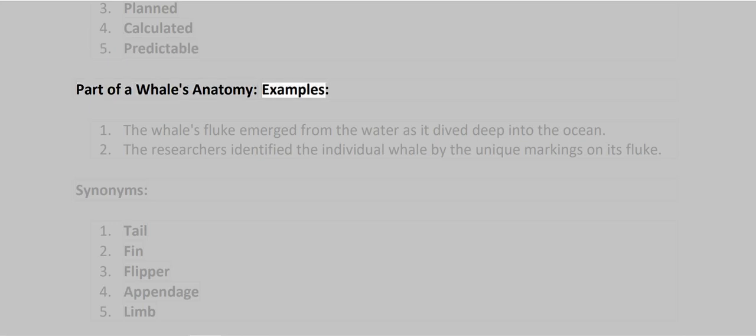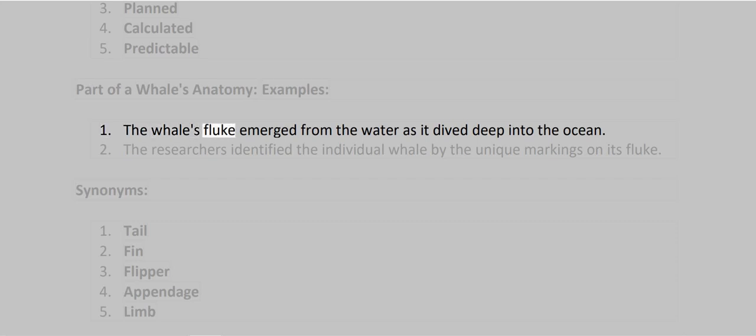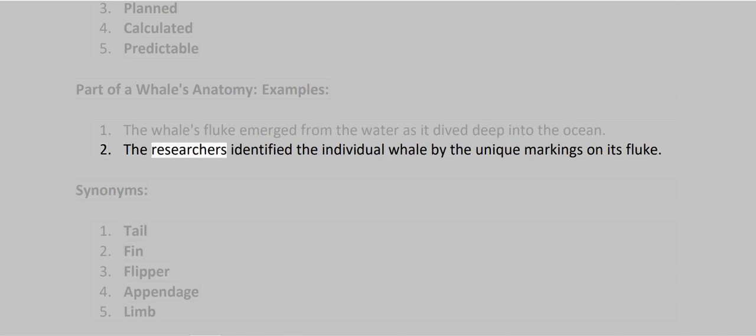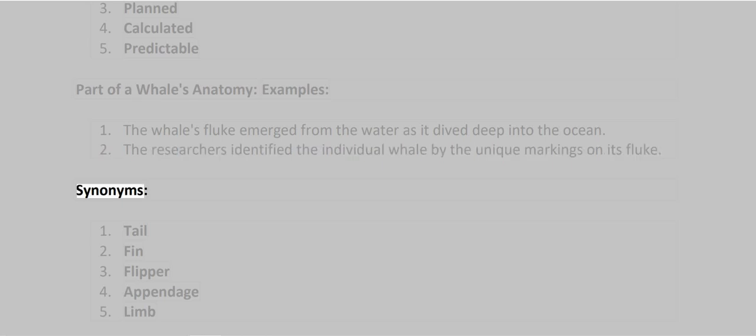Part of a whale's anatomy. Examples. 1. The whale's fluke emerged from the water as it dived deep into the ocean. 2. The researchers identified the individual whale by the unique markings on its fluke. Synonyms. 1. Tail. 2. Fin. 3. Flipper. 4. Appendage. 5. Limb. Antonyms. 1. Head. 2. Torso. 3. Body. 4. Trunk. 5. Midsection.